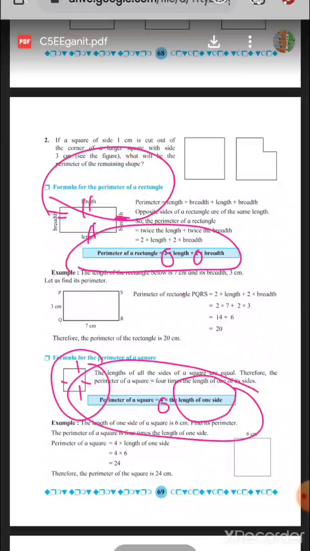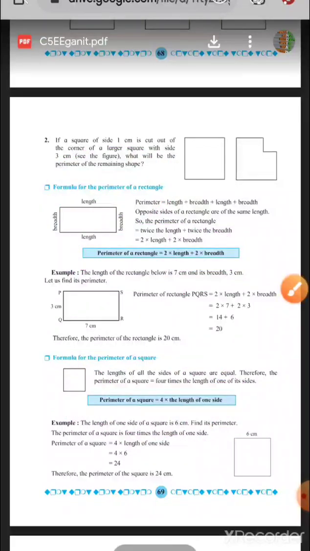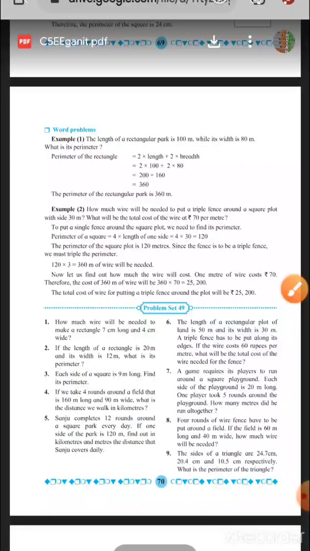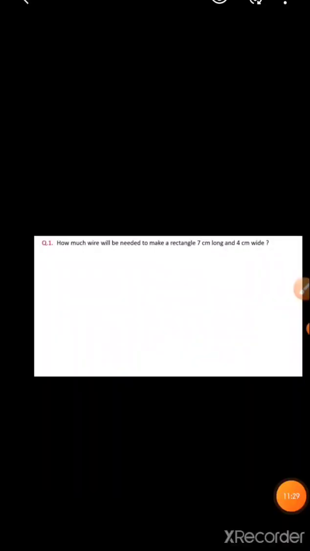Now we will solve the next problem set. You will listen carefully and then you will write. Problem set number 49. Question number 1. How much wire will be needed to make a rectangle 7 cm long and 4 cm wide?